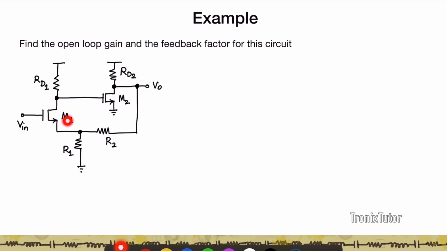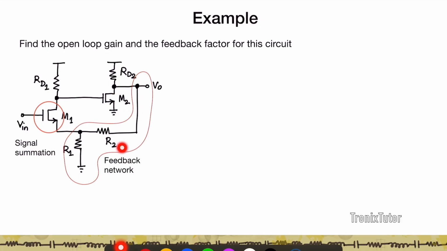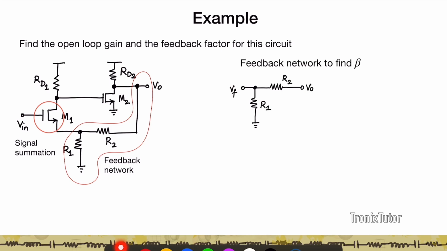So this is the summer, if you will, the signal summer that is being implemented here, and this is your feedback network. So first things first is to identify the various components. We have the signal summation happening as a VGS, and the feedback network consists of this resistive bridge. So this is my feedback network. My output voltage is here, my feedback signal is here. So beta is very simply written as R1 upon R1 plus R2, because that is Vf divided by V0.